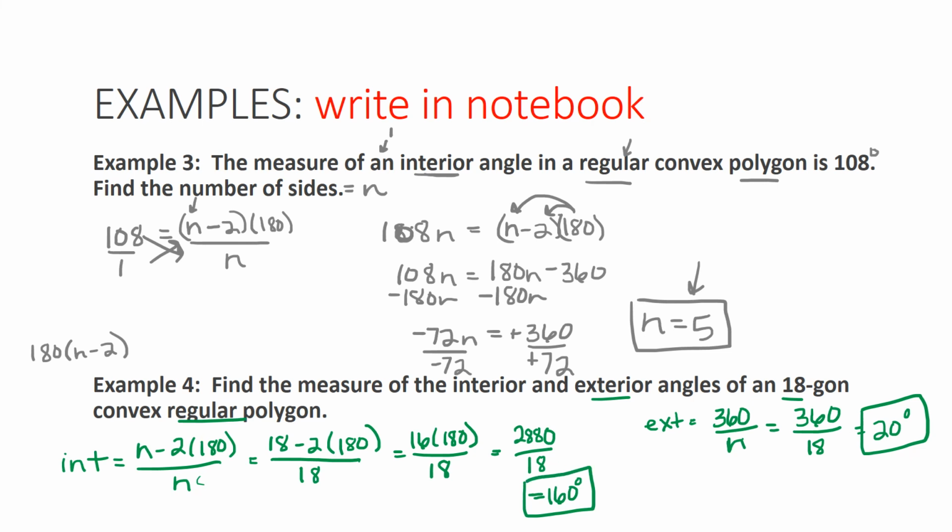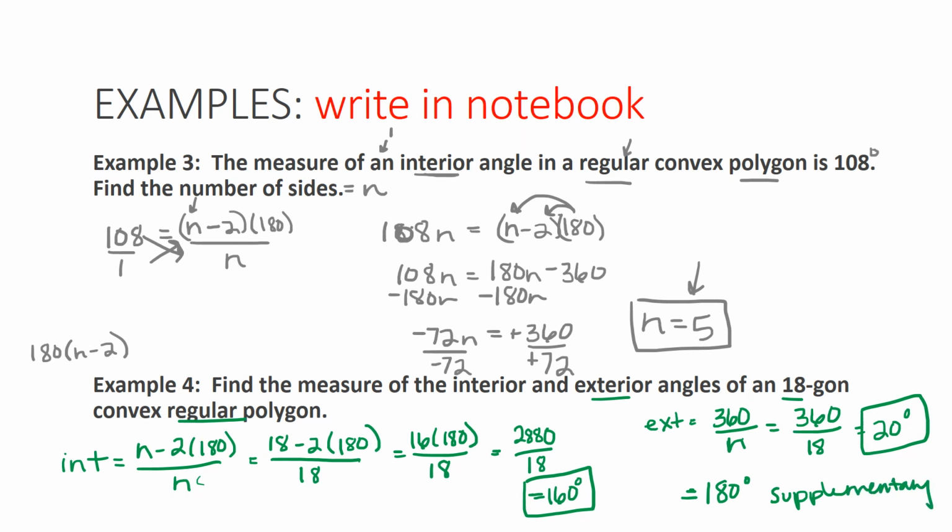But what do you notice about your interior and your exterior angles? One's 160 and one's 20. Together, they equal 180 degrees. So your interior and exterior angles of regular polygons are always going to be supplementary. That might be something fun to remember.